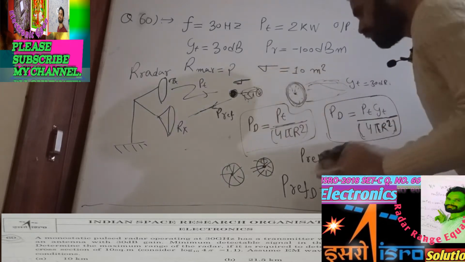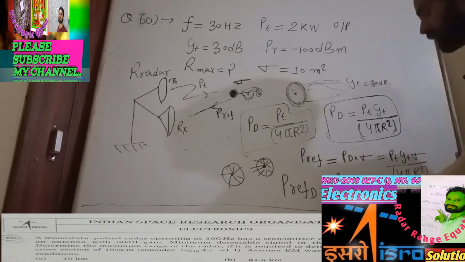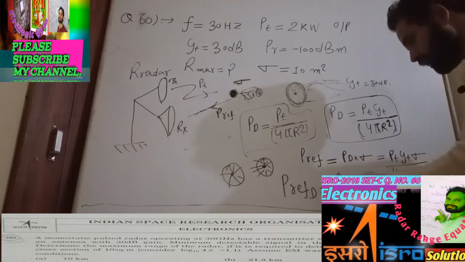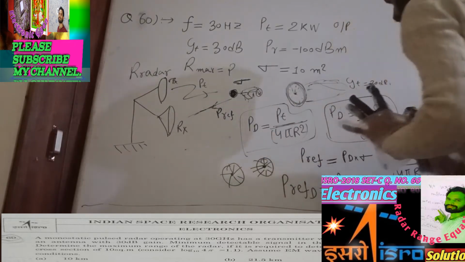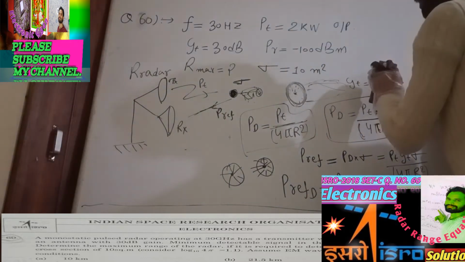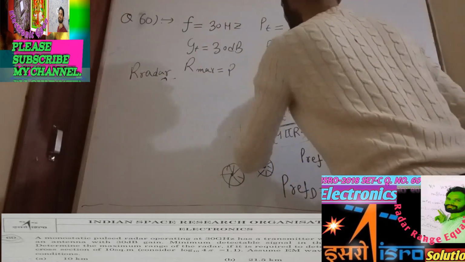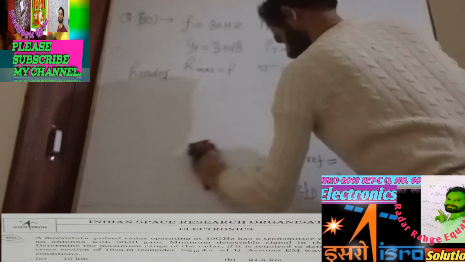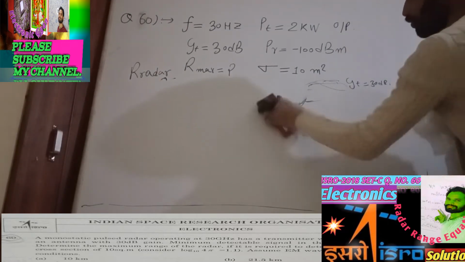After that, similarly in this case, reflected power density is nothing but P reflected power upon 4 pi r square. Reflected power density means reflected power per unit area. Area here is the surface area of the earth. So up to this is clear. Now we will go further.